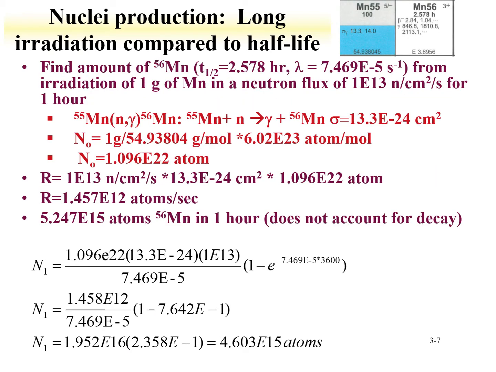All right, let's consider a condition where the irradiation is relatively long compared to the half-life. So let's take the formation of manganese 56 from manganese 55. Again, a neutron capture reaction. So manganese 55 captures a neutron, gives off a gamma, makes this manganese 56. The half-life of the manganese 56 is 2.6 hours. We'll do an hour of irradiation.